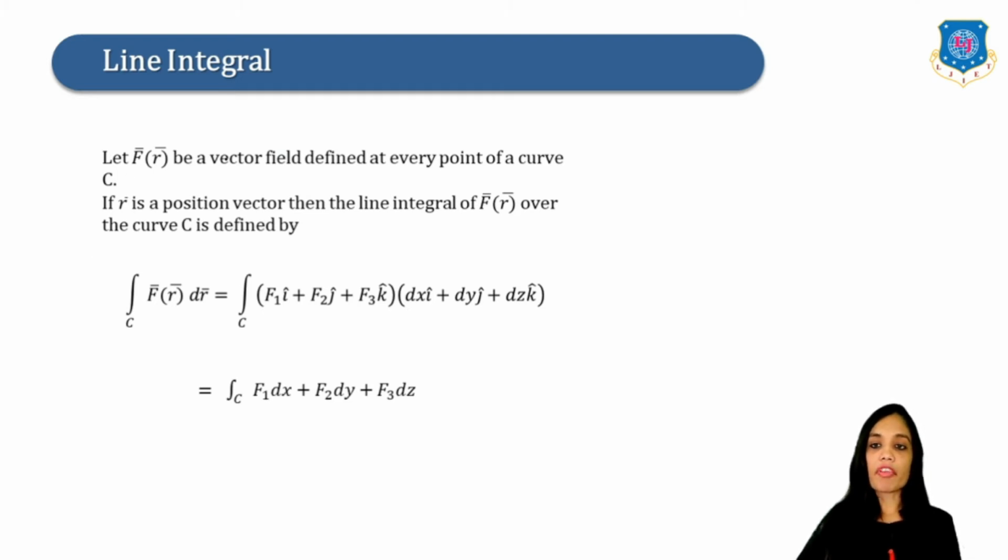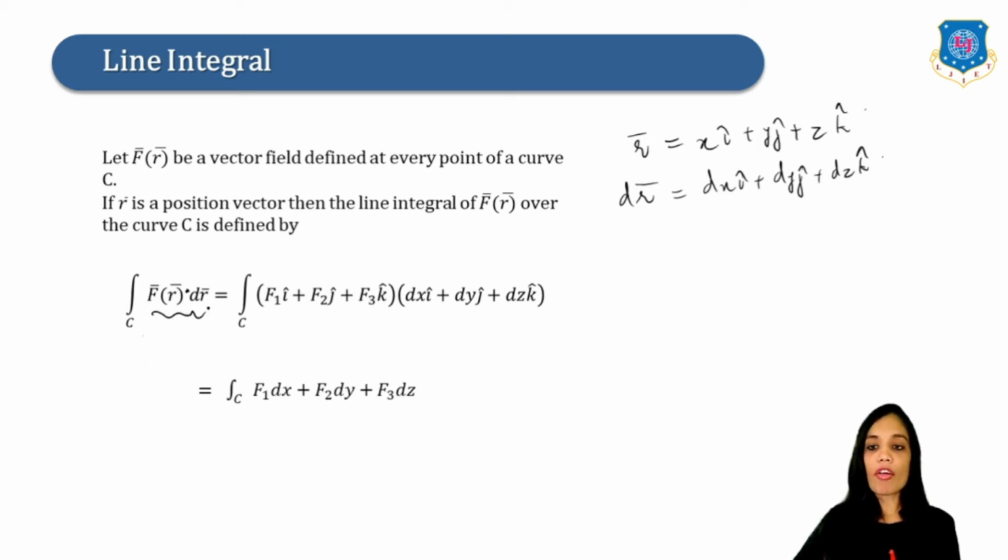Let f bar be a vector field defined at every point of the curve C. If r bar is the position vector, then the line integral of f bar of r bar over the curve C is defined by the line integral over C of f bar r bar dot dr bar. Now our r bar is the position vector, so I can write it as x i cap plus y j cap plus z k cap, right? So dr bar will be what? dx i cap plus dy j cap plus dz k cap.